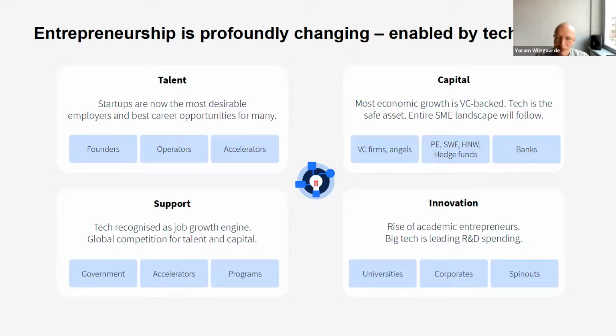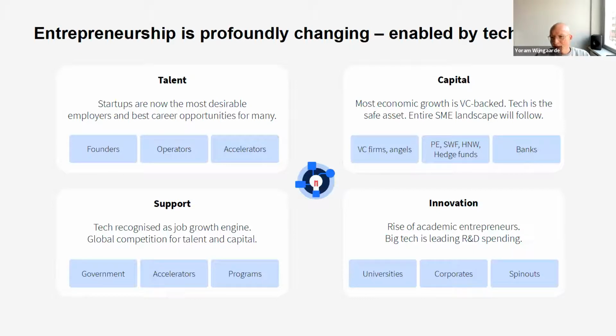In the bottom right, the third big pillar that we see is innovation. There's also the rise of academic entrepreneurs. There's a more entrepreneurial culture starting to brew in the universities. Spin-outs are something that's now getting a lot of attention. And most of the R&D spending is actually coming from big tech companies. And then lastly, on the support side, where I include governments and accelerators, I think that tech is now recognized as being the biggest job growth engine. And it has also led to competition for talent and capital. So that's getting a lot of attention.